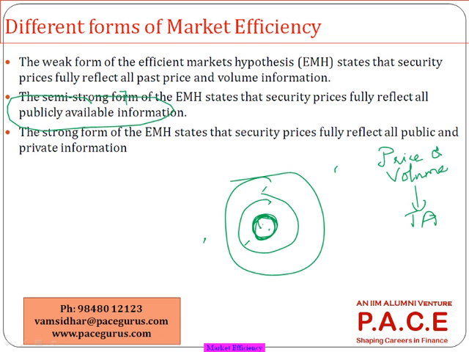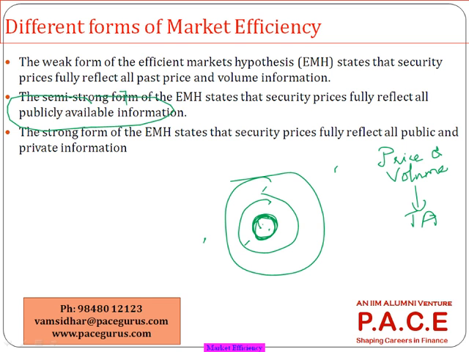The third is the strongest form, which is more like insider information, not publicly available, privately available information. Right? Just by knowing privately available information, which is insider information about a company, if someone is able to make consistent profits every time, then the market is inefficient in the strongest form.